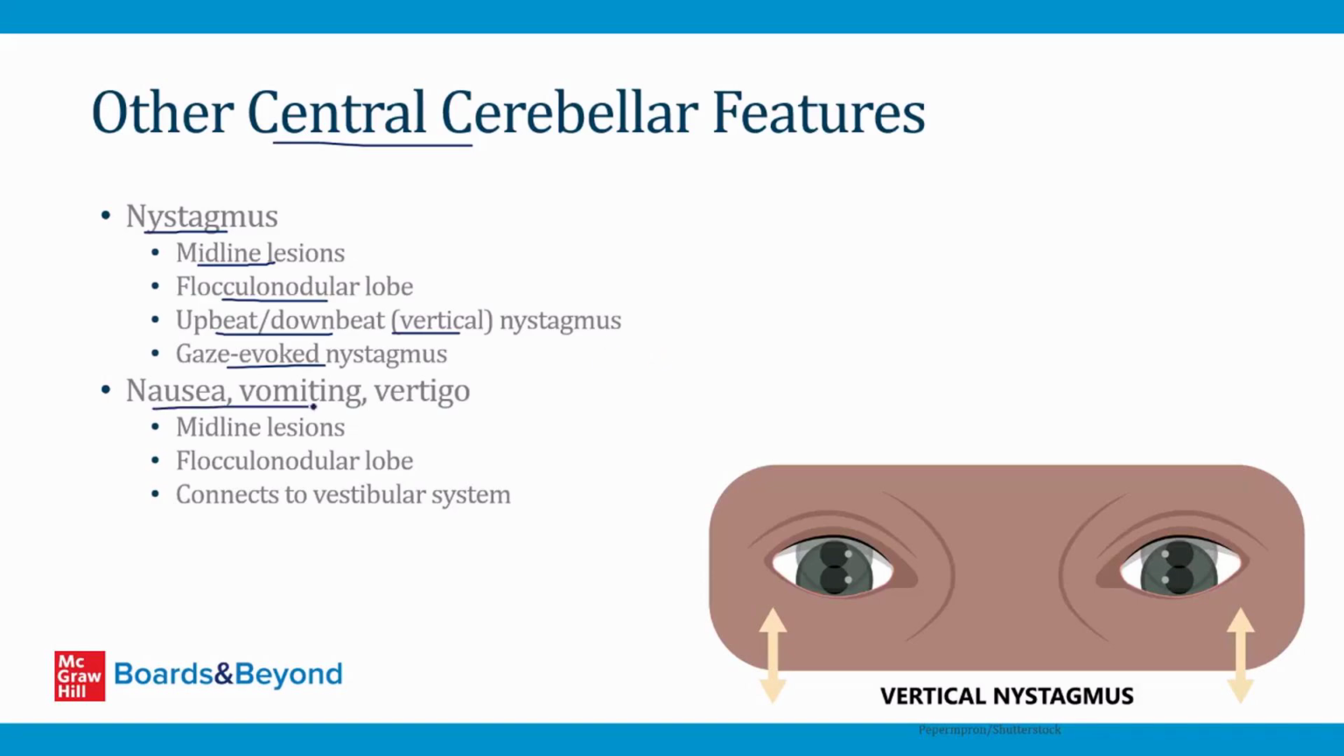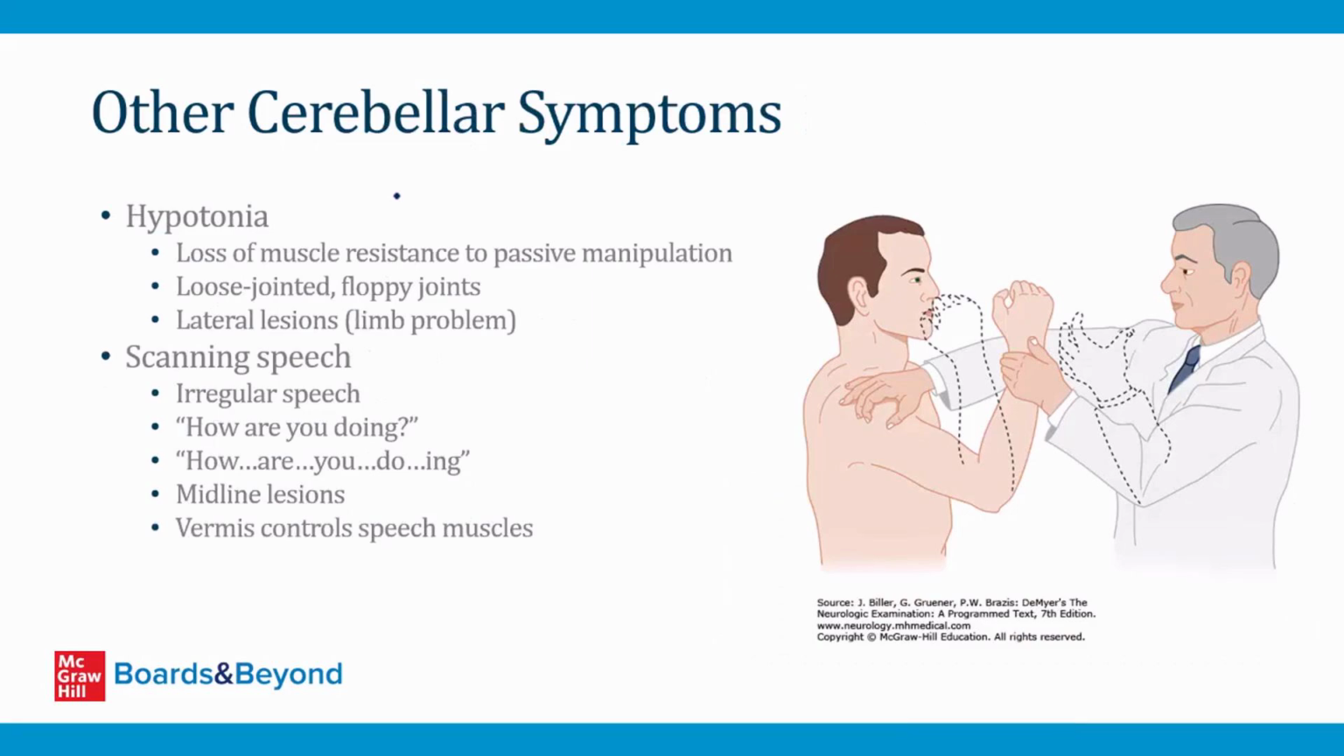And then nausea, vomiting, and vertigo, this can also be seen with midline lesions, especially the flocculonodular lobe, and that's once again because this lobe of the cerebellum connects to the vestibular system. A couple of additional cerebellar symptoms I've listed on this slide.